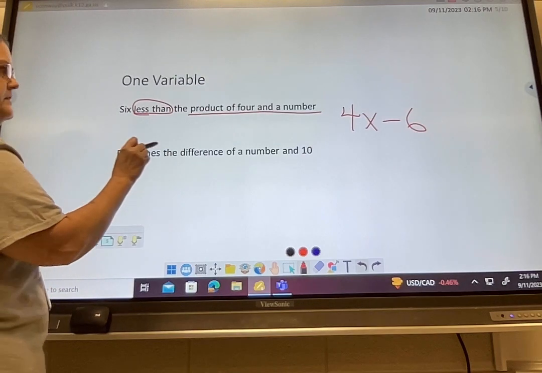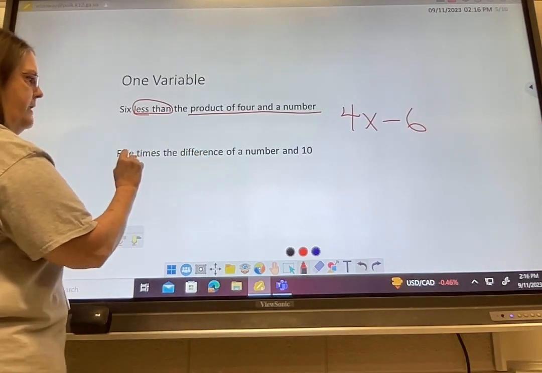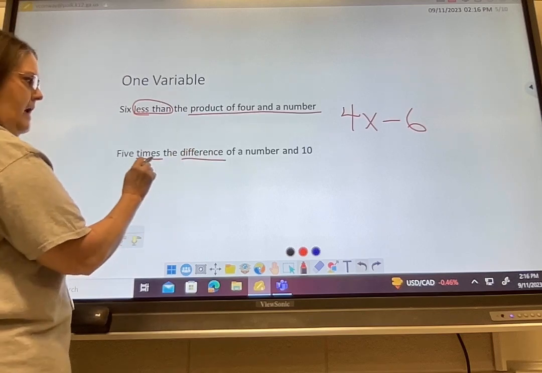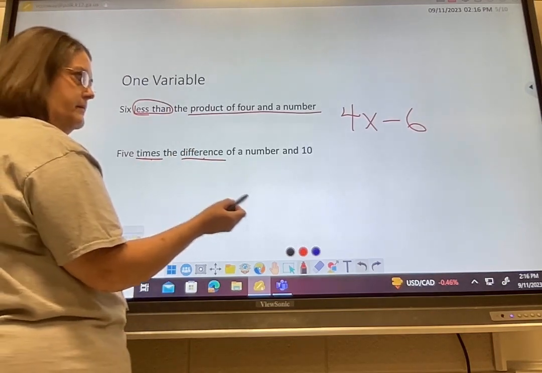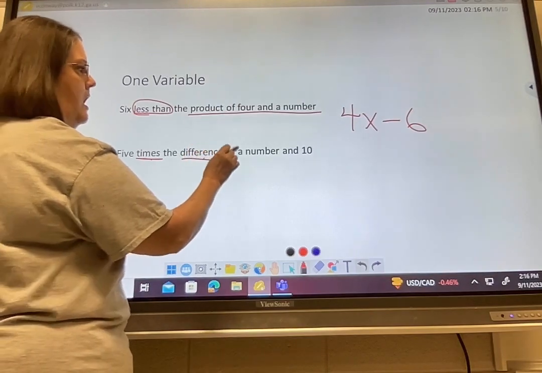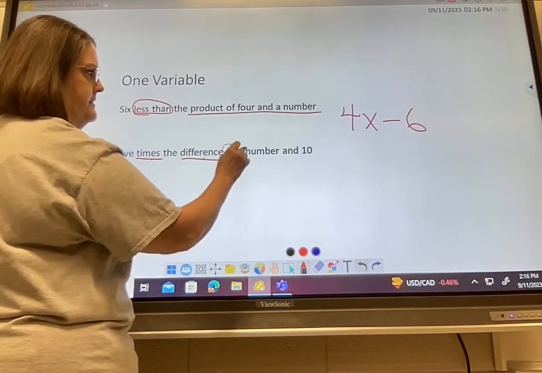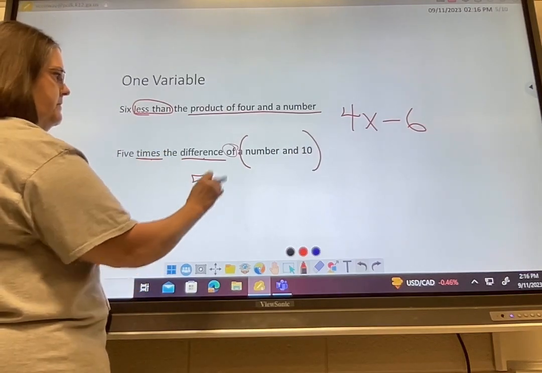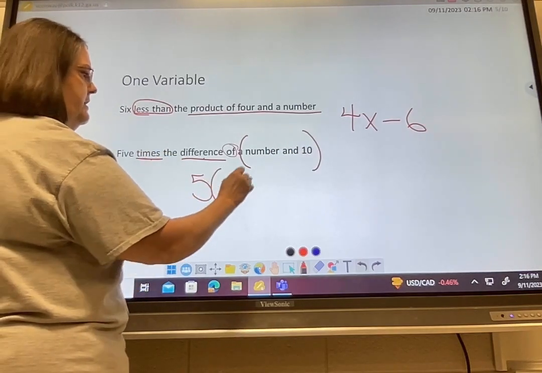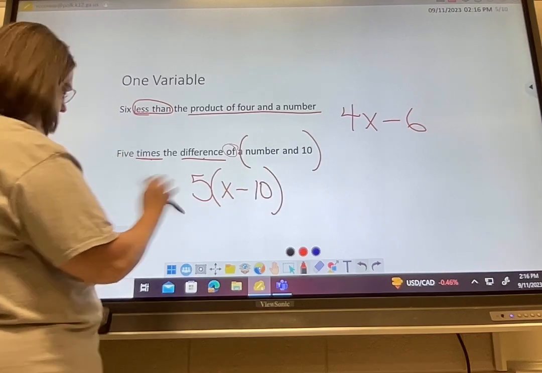5 times the difference of, now look, see how I've got multiply, then I've got subtract. That lets me know that there is parentheses coming. Difference of, that's my prepositional phrase, a number and 10. So 5 times the difference of a number and 10.